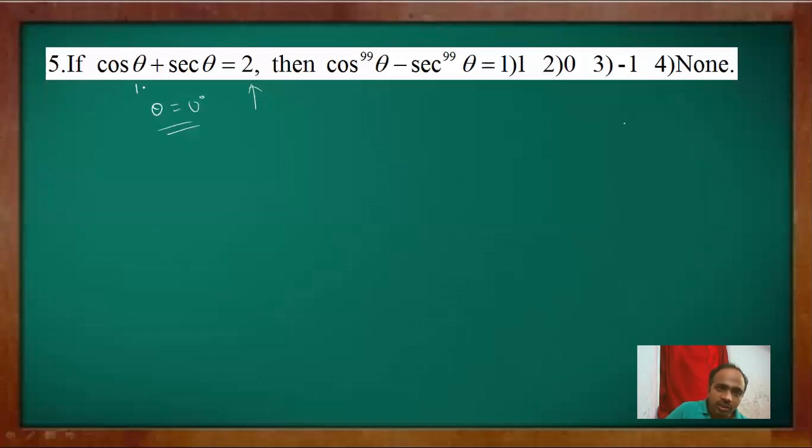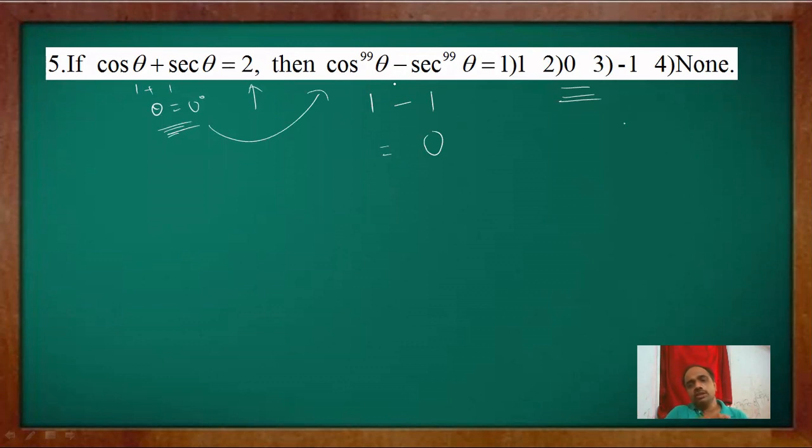Why? Cos 0 is 1. Sec 0 is also 1. 1 plus 1 is 2. ಇದು ಬಿಟ್ಟು ಬೇರೆ ಏನು ಬರಂಗೇ ಇಲ್ಲ. So now ಇದನ್ನ ನಾವು 0 ತಗೊಂಡ್ಬಿಟ್ಟಾಗ if I take theta is equal to 0 and substitute here, cos theta to the power 99. Cos 0 is 1. 1 to the power 99 is 1. Sec 0 is also 1. So what is 1 minus 1? 1 minus 1 is 0. That's option 2. That's right.